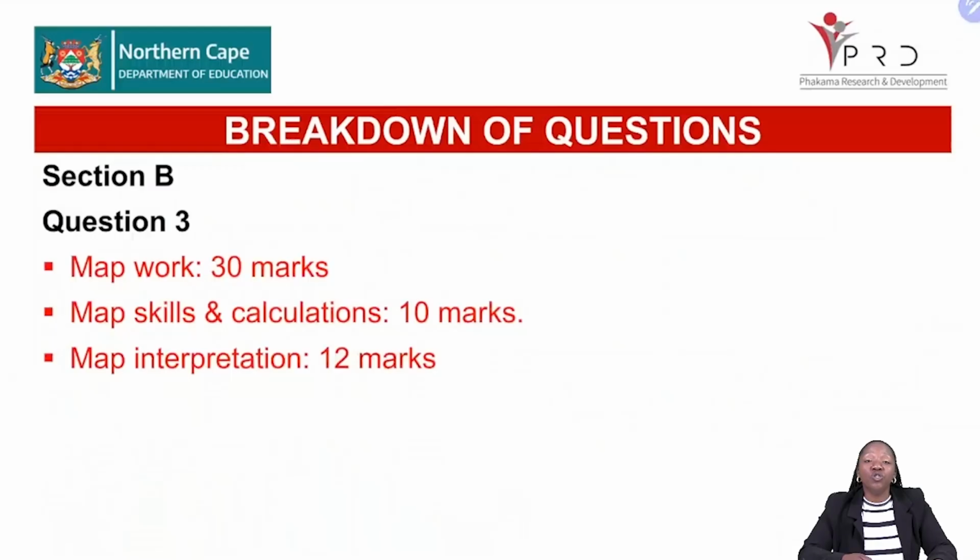Your figure 3.2 is map interpretation. You will be interpreting what we have learned in climate and weather as well as your geomorphology, and they are allocated with 12 marks. Then you go to the last figure, which is figure 3.3. Your figure 3.3 has your GIS questions, and they are allocated with 8 marks. Then altogether, it's giving you 30 marks.